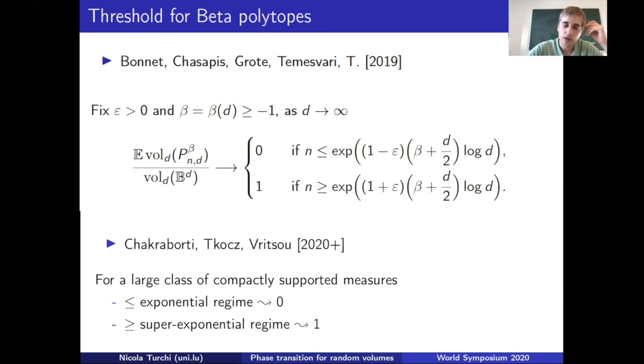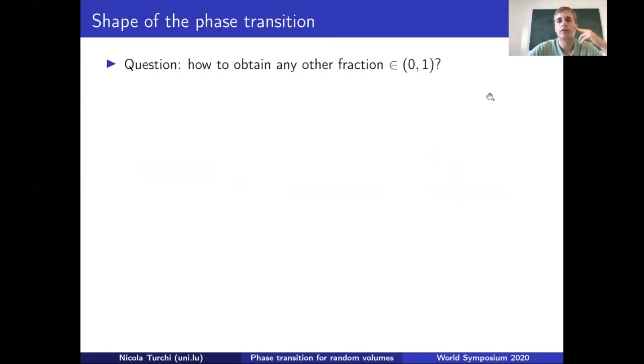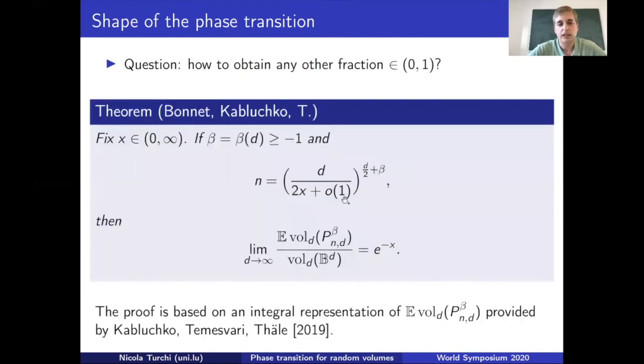So we have 0 and 1. What about every other fraction? And this was the main result that I obtained with Gilles and Zachar. It says the following: if now I correct my base a little bit by dividing by a constant 2x, which is fixed in this case, but I keep the exponent, now I lose the epsilon, but the exponent remains d over 2 plus beta, then the ratio of the volumes is e to the minus x. So you can see here, when x is between 0 and infinity, I can cover every number between 0 and 1.